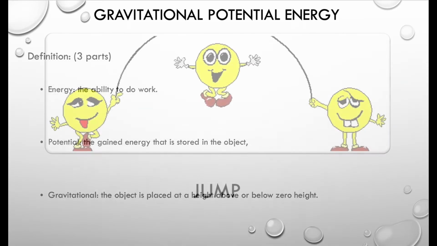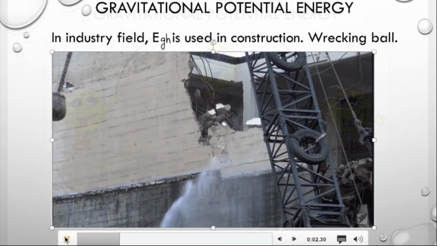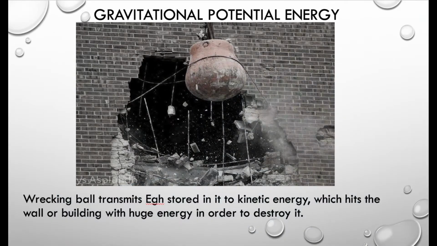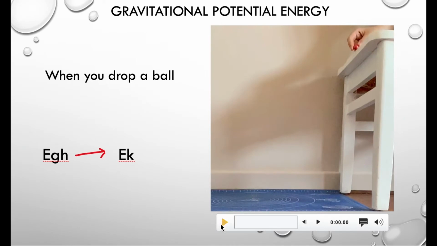For example, when you jump up, your energy transfers into gravitational potential energy because your position is upper. In the industry field, EGH is used in construction, such as a wrecking ball. Let's see. The wrecking ball transmits the EGH stored in it into kinetic energy, which hits the wall or building with huge energy. Similarly, when a ball is dropped, its EGH gained due to its height gradually transfers into kinetic energy.